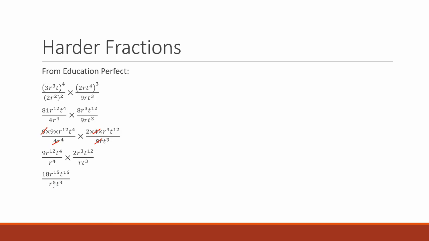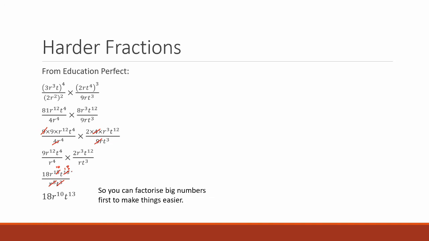Now all I've got left to do is to start cancelling out any like terms. So there's an 18 at the top, but no number at the bottom, so that 18 stays there. And then I've got an r to the power of 15, so I'm going to get rid of 5 there, and I'm left with 10, and those 5 are gone. And then with my t here, I'm going to cancel out these 3 here, which means I'm getting rid of 3 here, and I'm left with 13. And there is my final answer.